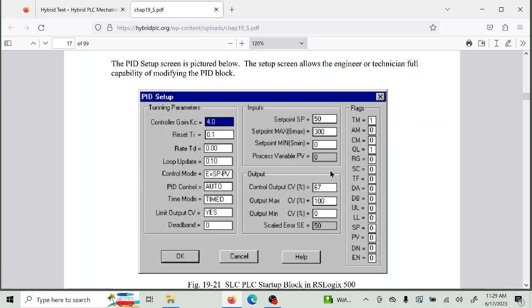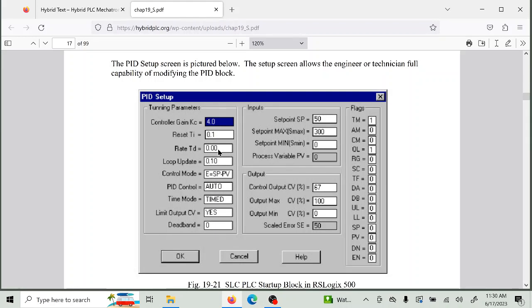So you can use this screen instead of having an HMI screen to do this, or you can have this all on an HMI screen, but right here it's given to you to be able to get started. This is your startup. It's where you find your P, your I, and your D, and the loop update time.